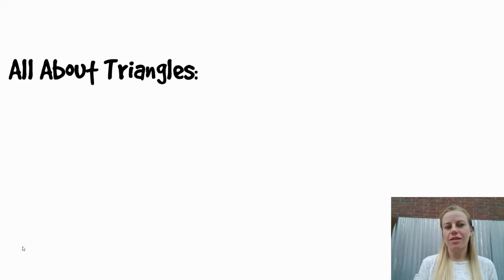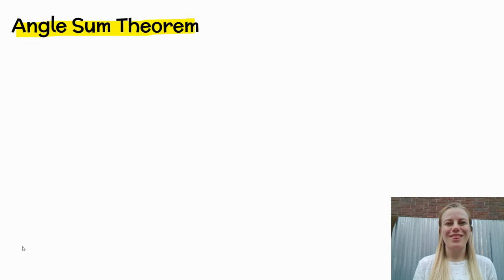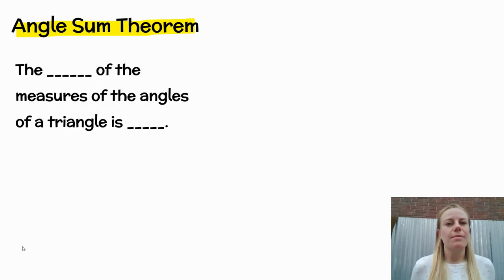Continuing on with our triangles, let's talk about two theorems that we have. The first one is our angle sum theorem, and basically this is just putting into words something that we already know. Our theorem states that the sum of the measures of the angles in a triangle is 180 degrees. We already knew this. We know that the inside of our triangles, each angle, 1, 2, 3, add up to 180. This is just putting it into words.